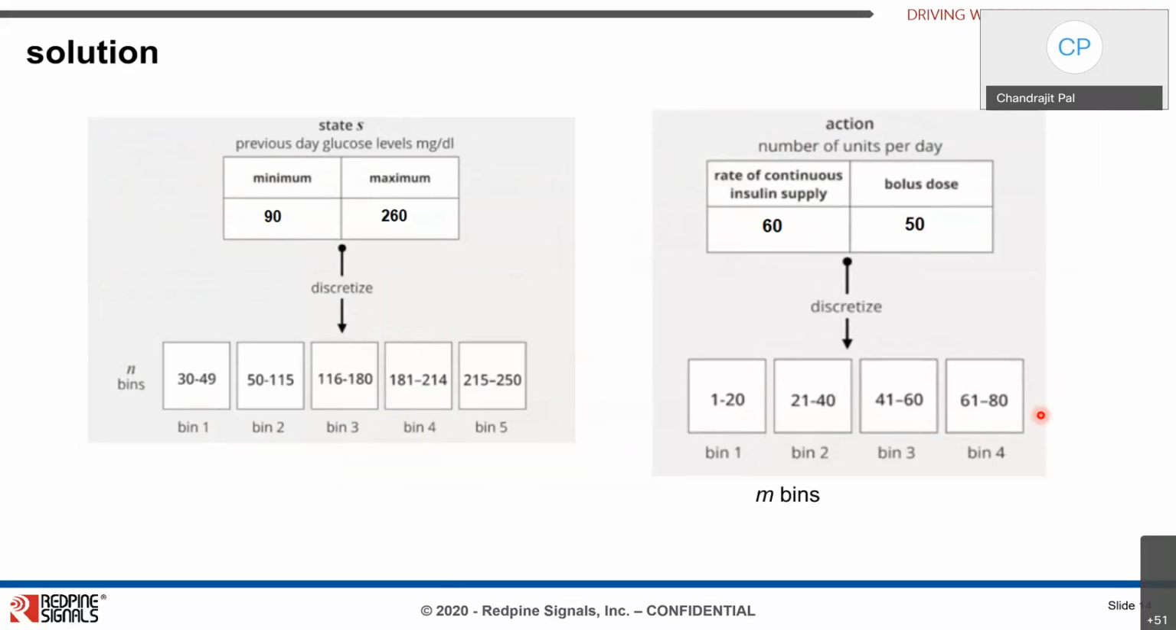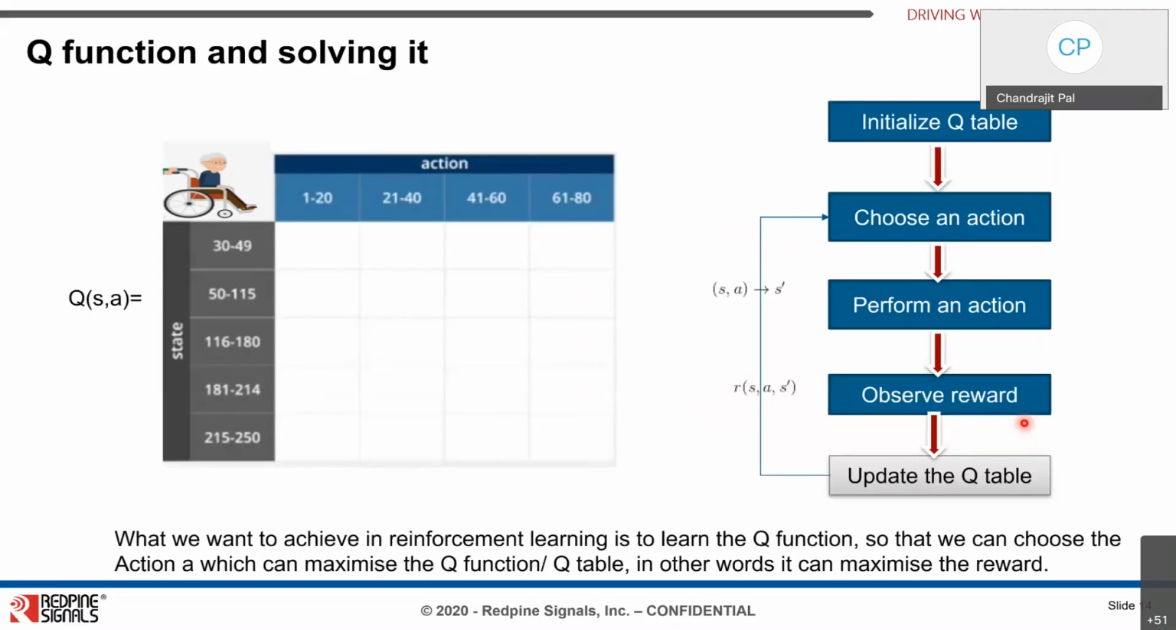So why do we discretize it? To make the problem simpler, right? So basically the main focus of discretizing it is to form a table. It's called a Q table, where the rows denote the state and the columns denote the action.